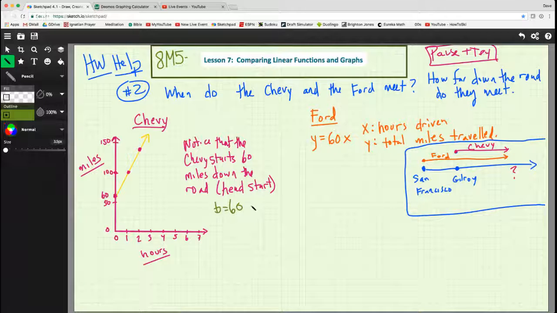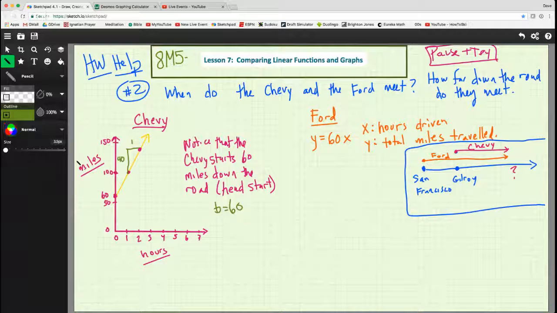That's my starting point. So now I just got to find my slope, and my slope is going to be determined by my rise over my run. Let's take these 2 points. And my rise here then is 40, and my run here is 1. So that's in miles per hour.